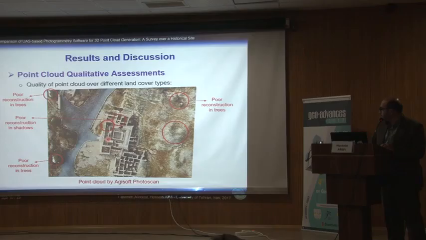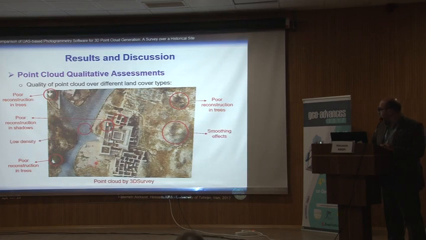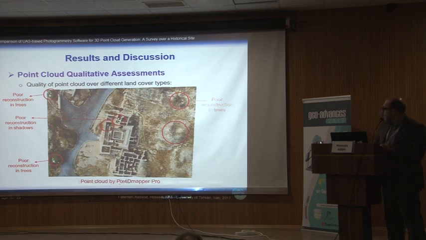Trees, and also in the shadow area this is a bit better. In the previous one we had more gap here, and here is less. And also you see that the points are denser, and here is the piece for the Mapper Pro, and this is a bit more comparable to Agisoft and better than 3D survey.